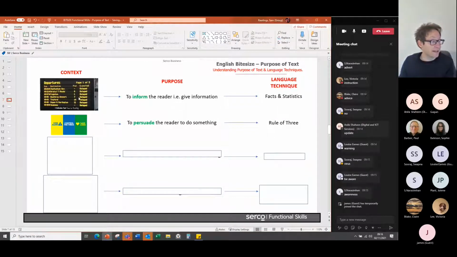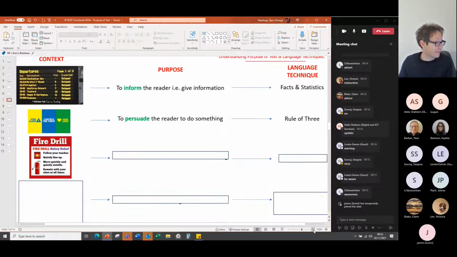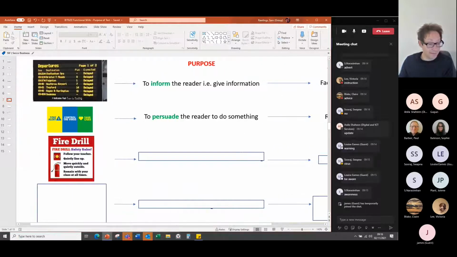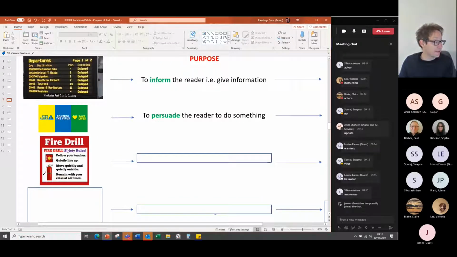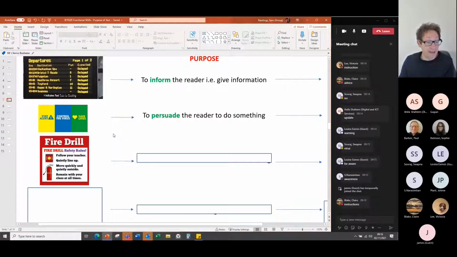So this text has been designed to give information. This text has been designed to persuade the reader to do something. We will pick up the speed a little bit because there's a few things to get through. What about this one? What are we looking at here? I will zoom in again, just in case you can't see it. So what's this? Yeah, exactly, Claire. So the purpose of it is to give you instructions, isn't it? Good. And it says here fire drill. So we're looking at a fire drill.